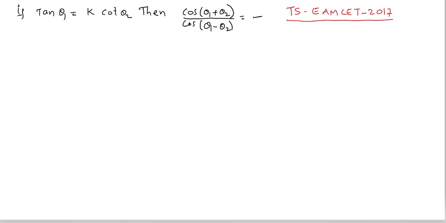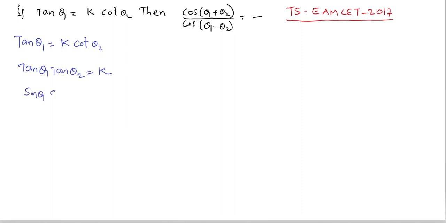If tan theta 1 is equal to k cot theta 2, then the value of cos of (theta 1 plus theta 2) by cos of (theta 1 minus theta 2) is equal to dash. This is a TSMCET 2017 question. Here it is given tan theta 1 is equal to k cot theta 2. So from this, tan theta 1 into tan theta 2 is equal to k.